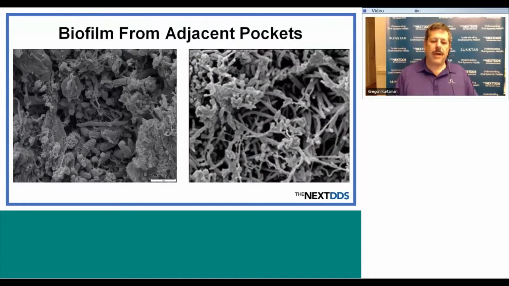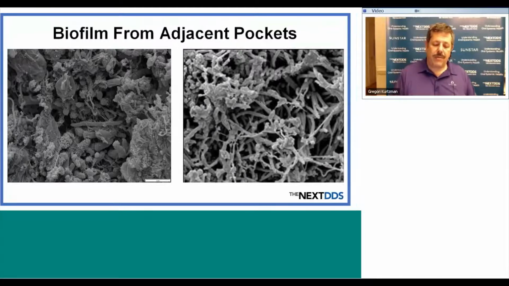So as we see here, we look at biofilm from adjacent pockets. These are two samples that were taken in adjacent pockets, and looking at this, the bacteria on the left look totally different from the bacteria on the right in those images. So we have to look at this: we're not attacking just one type of bacteria. We have to deal with 700 or more different species that are potentially in the mouth.